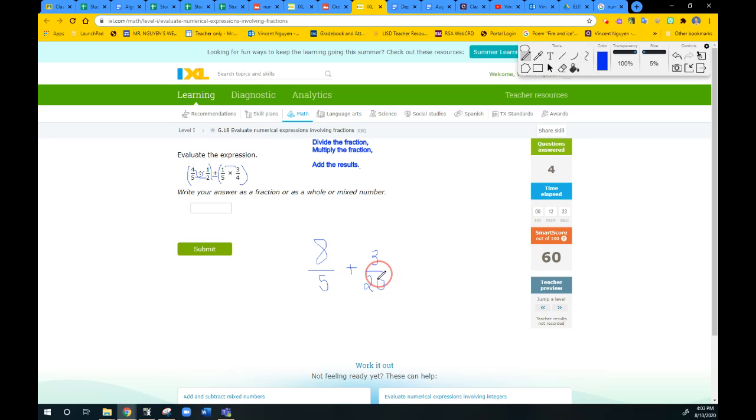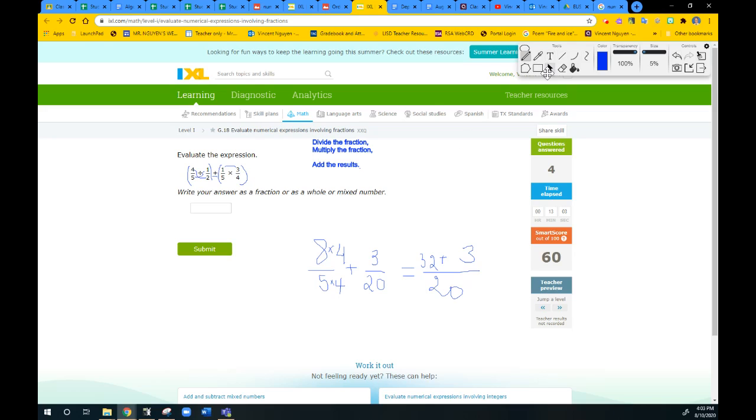Now, I'm adding, that means I cannot cancel anything, right? Not across, at least. But I do need to make this 20. So I need to make the whole bottom 20. Okay? Now, the 3 is fine, because it's already 3 over 20. The 8 is not. I need to multiply this by 4, because 5 times 4 is 20, and I need to multiply this by 4. 8 times 4 is 32. So my final answer is 35 over 20, right?